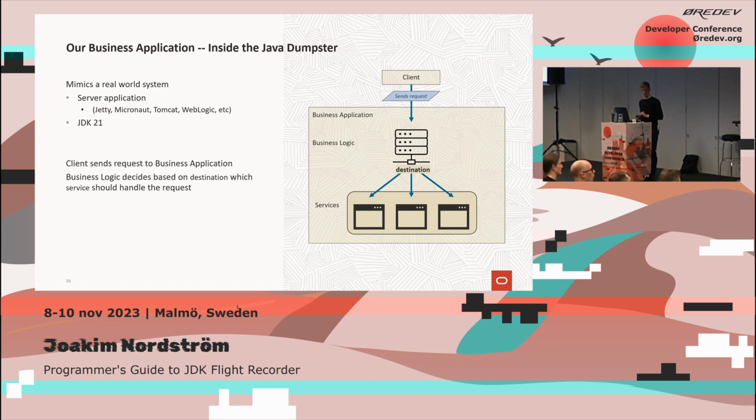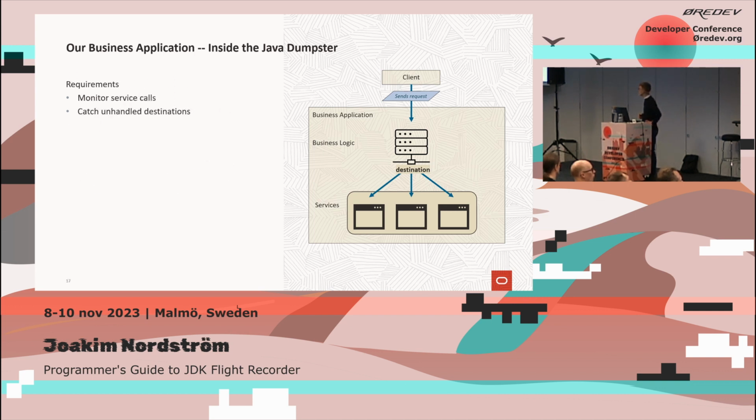So that's our example. This is basically where we will use our event. We have some sort of lookup service method that, depending on destination, chooses different services. The requirements for this application are that we want to monitor all the service calls, and we also want to catch unhandled destinations. In order to do that, we want to create our own JFR event.